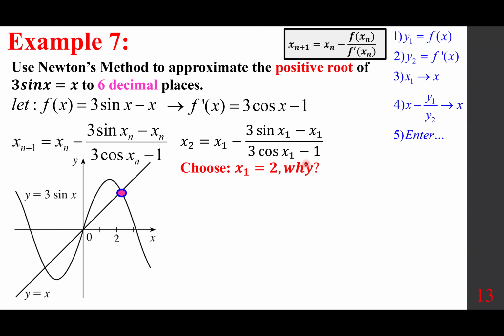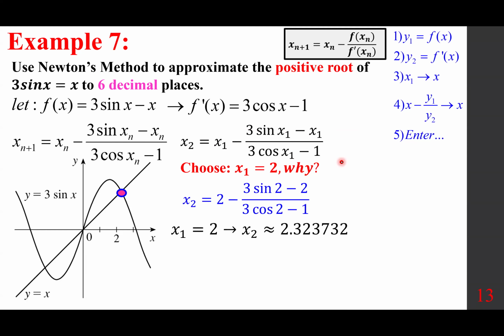So now, that means x sub 2 is x sub 1, which is 2, minus 3 sine of 2 minus 2 over 3 cosine of 2 minus 1. And 2 means 2 radians, everybody. So you put the calculator in radian mode, you plug in, you get the answer. Of course, definitely tedious. Now you're going to use the program.